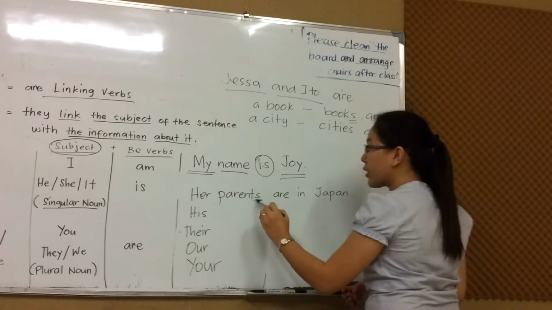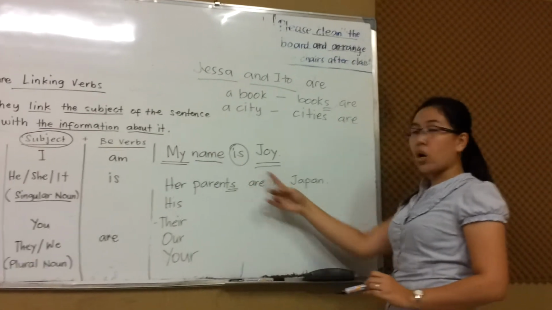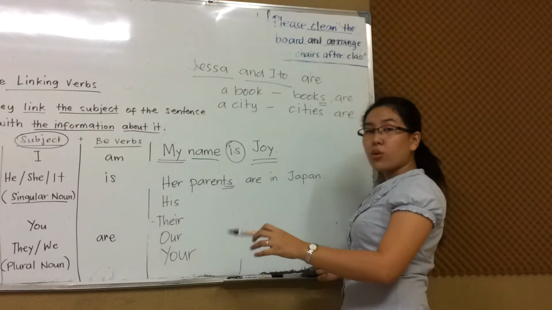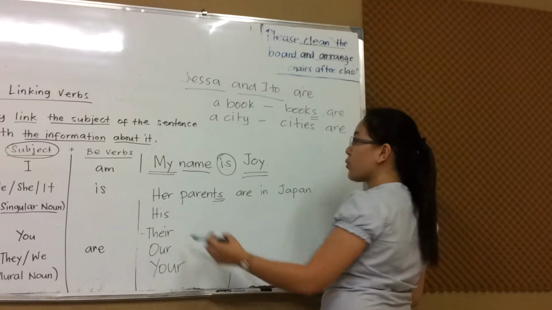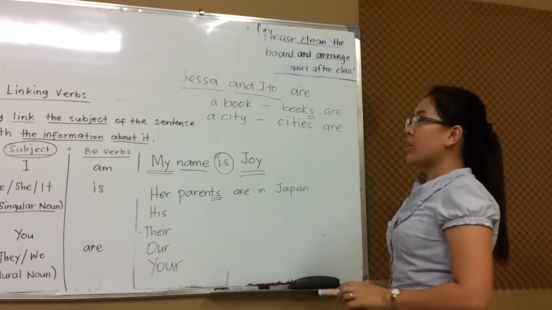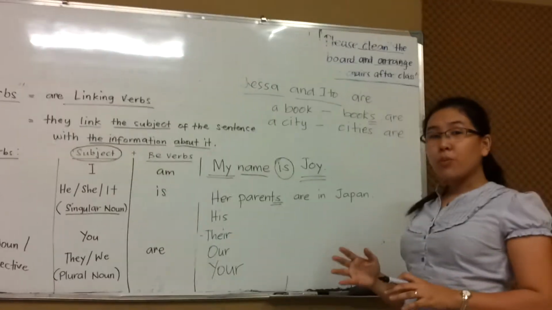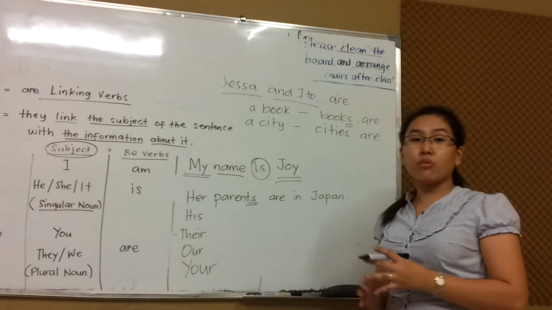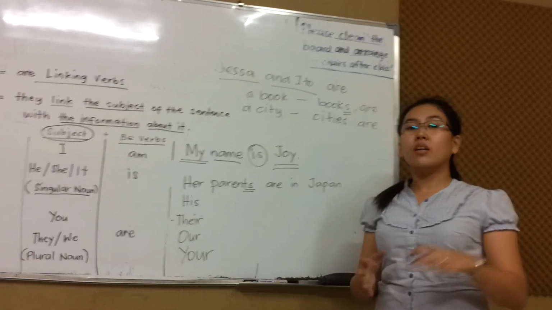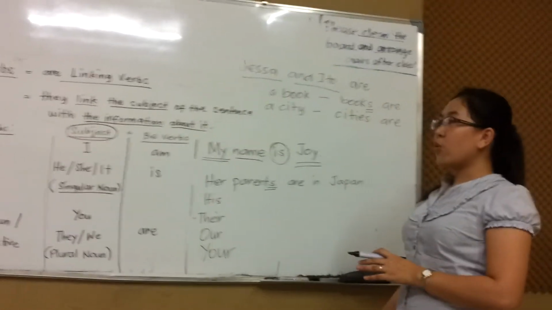Okay, so I use parents. Parents has s, so it is plural. So we use are. So her parents are in Japan. Okay? And then the rest is still the same. So you use singular or plural. Got it? Alright. So, for your be verbs, of course, in present form, it means you give the general fact, or something which is true at the moment, or not only at the moment, but from the past, now, and then in the future. Okay? So, that's for be verbs.